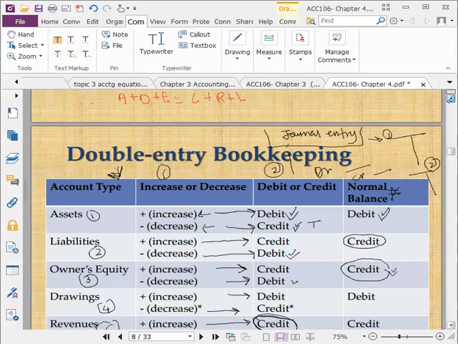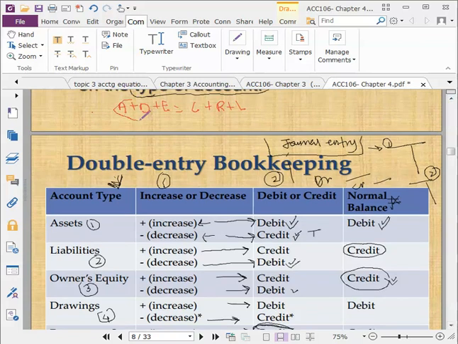So the group of ADE is different from the group of CRL in terms of the effects and also the double entry. For ADE, when the element is increased, we should debit. Did you remember this? I've already mentioned it a lot of times when you were in pra. Did you remember? Please help me, respond to me.